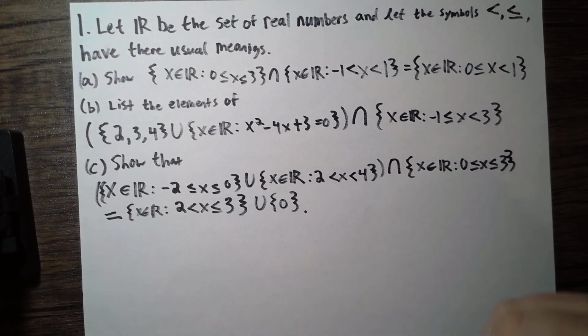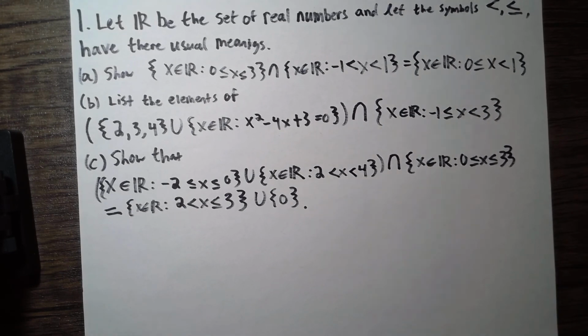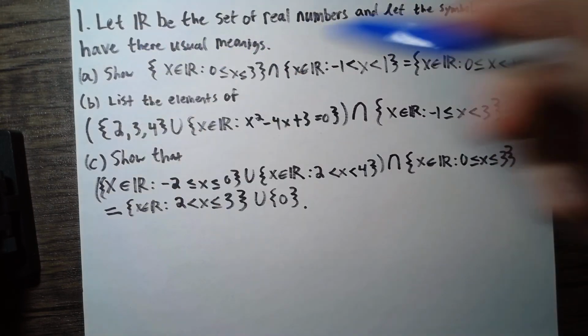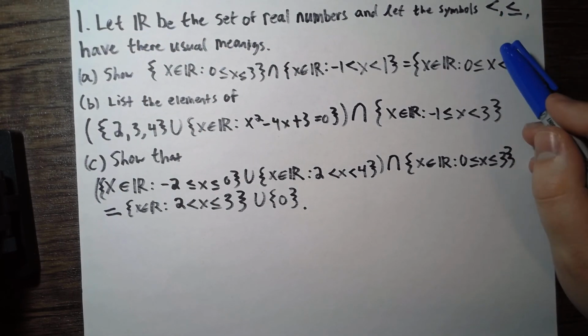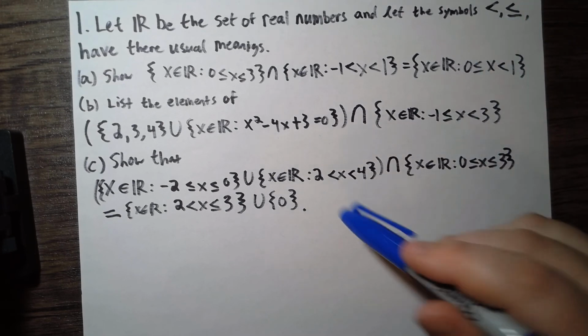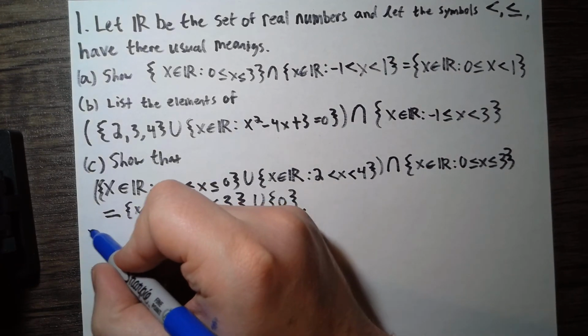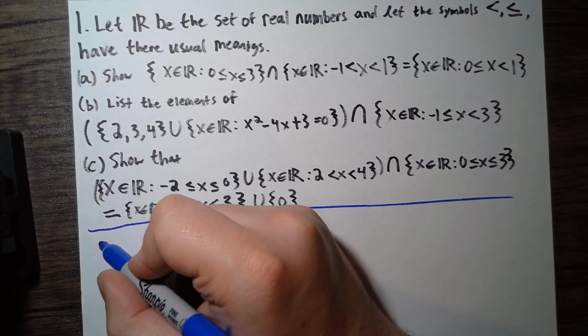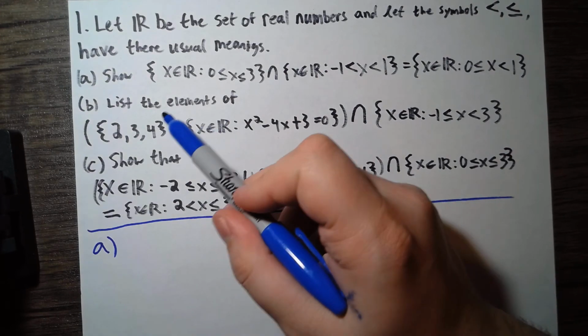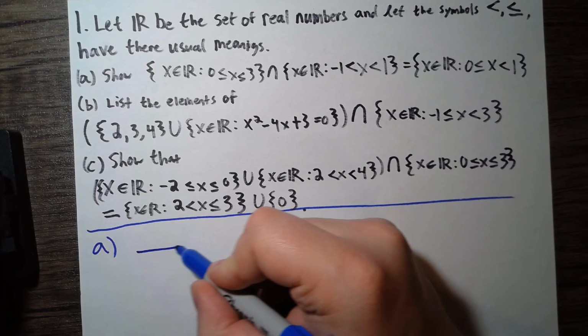Okay, so we're going to do problem 1 from chapter 1 of Rosenlicht's Introduction to Analysis. These are just basic set theory problems. R is going to be the real numbers, and we have the less than and less than or equal to signs having the usual meanings, and we want to show some equalities with some sets. So first, for A, we want to find the intersection of these two sets. So maybe I'll just draw what these sets are.